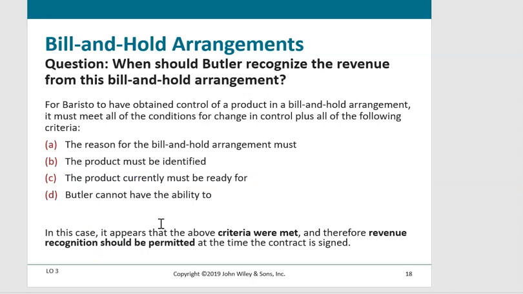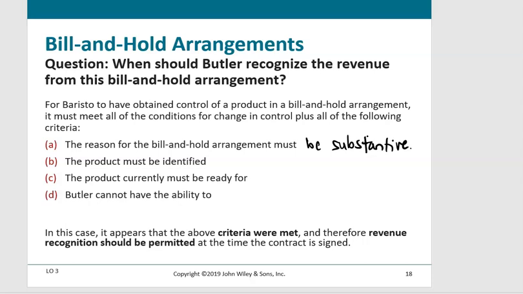And here are some requirements that the companies need to meet in order to recognize revenue. The seller, even though they're holding on to it, in order to recognize the revenue, we have to meet all of these conditions. First one, the reason for the bill and hold arrangement must be substantive. We have to have a real reason. We can't just be doing this to get our financial statements to look the way that the seller wants them to.